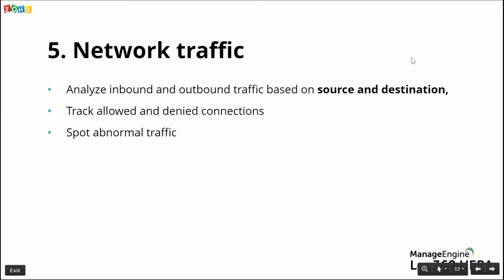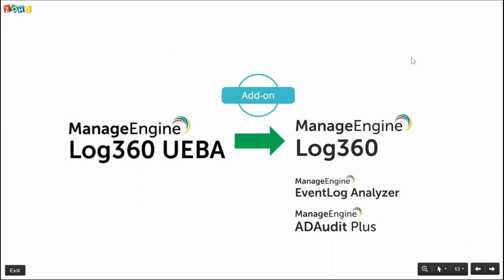So we have looked at a few examples. So how do we track this using a solution? We have a solution from ManageEngine called Log360 UEBA, which is an add-on to our SIEM solution Log360. For those of you who don't know, Log360 is ManageEngine's SIEM solution, which is an integration of multiple tools, two of which are listed here on the screen.